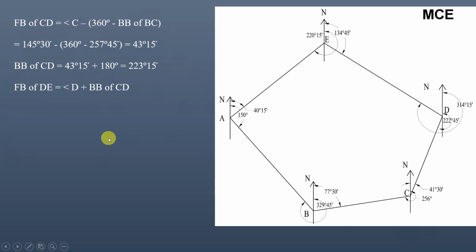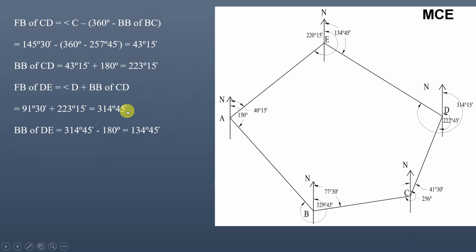Angle D is equal to 91 degrees 30 minutes, and the correct back bearing of line CD is now 223 degrees 15 minutes, not 222 degrees 45 minutes. So the correct bearing of line DE is equal to 314 degrees 45 minutes, and the observed bearing at D was 314 degrees 15 minutes. You can calculate the value of local attraction by subtracting the correct from the observed. So the actual or correct bearing of line DE is 314 degrees 45 minutes.